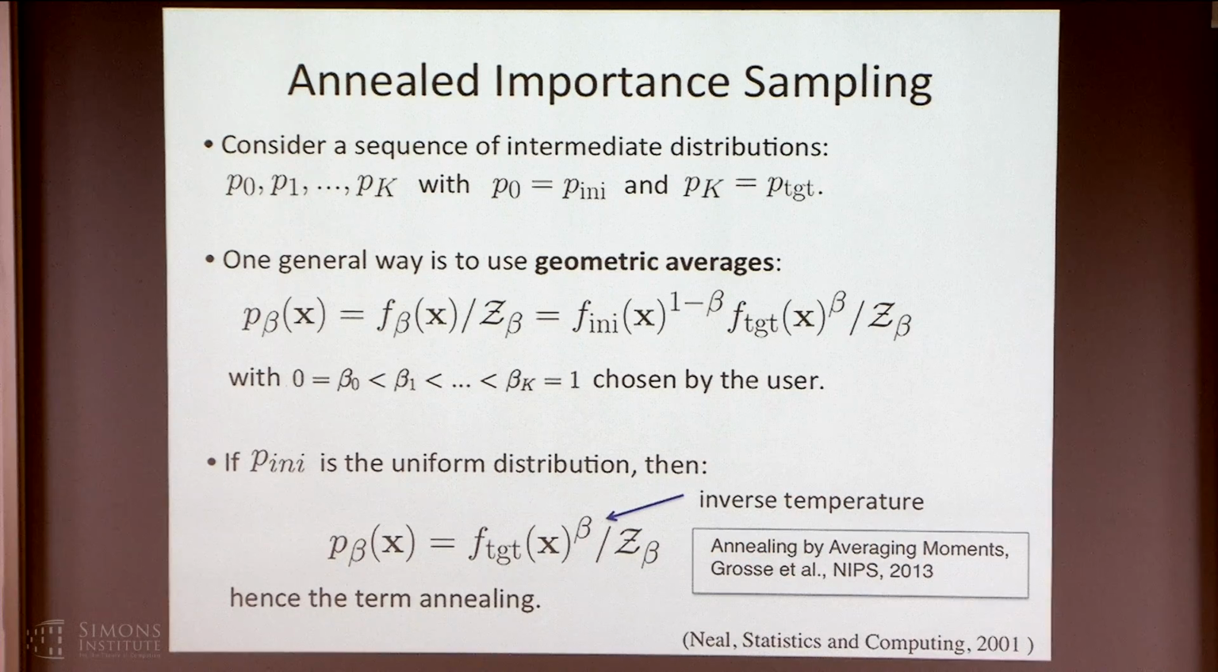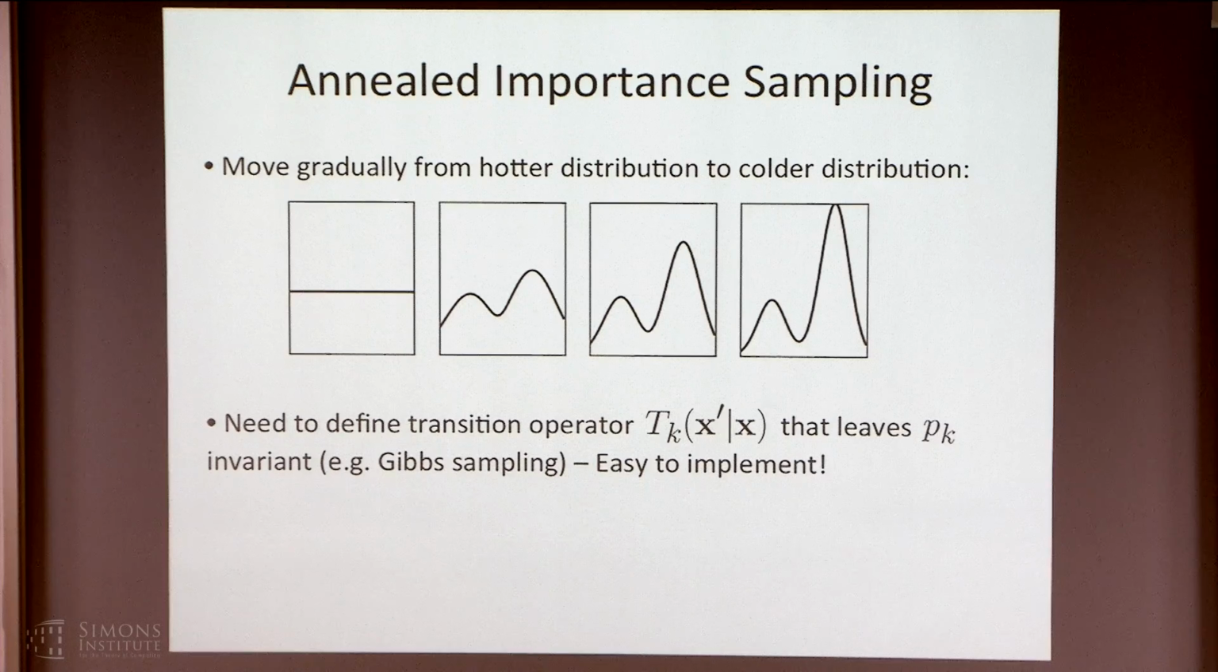There are different ways of doing this, such as defining different annealing schedules, as was done by Roger Grosse. The intuition is the following: if you have a uniform distribution, you anneal from uniform to your target. There are certain conditions you have to satisfy. In other words, you should be able to draw samples from these intermediate distributions, so you have to define a Markov chain.